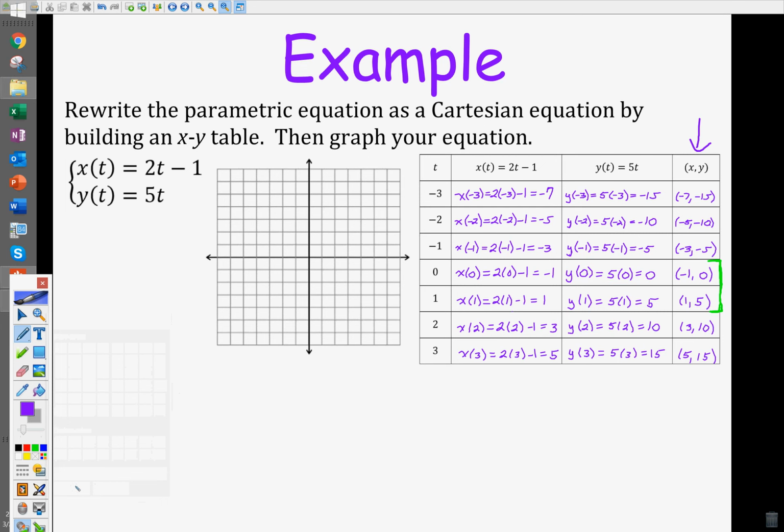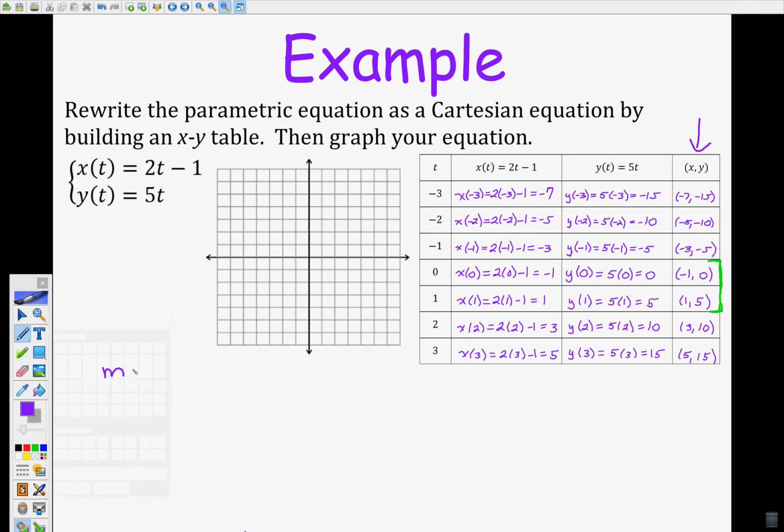So the first thing I'm going to do to find the equation of my line is I need to find slope. So that slope is the change in y, which would be 5 minus 0, over the change in x, which would be 1 minus -1. So my slope is going to be 5 over 2.